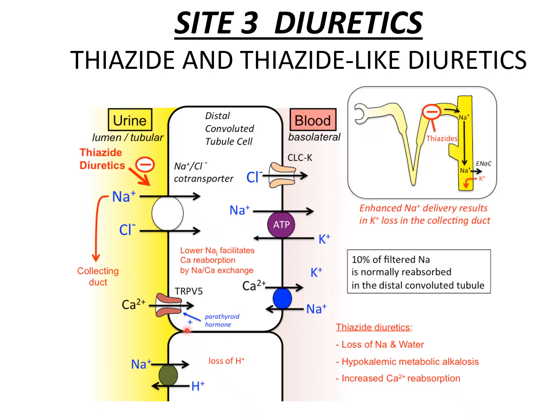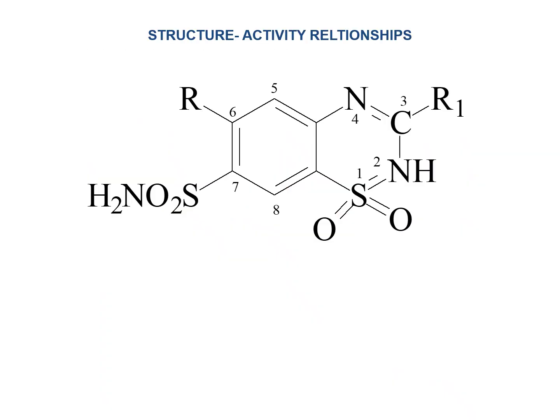Okay, so again, the thiazide diuretics work on the distal convoluted tubules. They enhance sodium excretion. They increase calcium reabsorption to the blood, and they work on this part, the distal convoluted tubule only. And they're called thiazide and thiazide-like diuretics. Let's look at their structure briefly, the general structure of these thiazide and thiazide-like diuretics. So let's look at the thiazide.